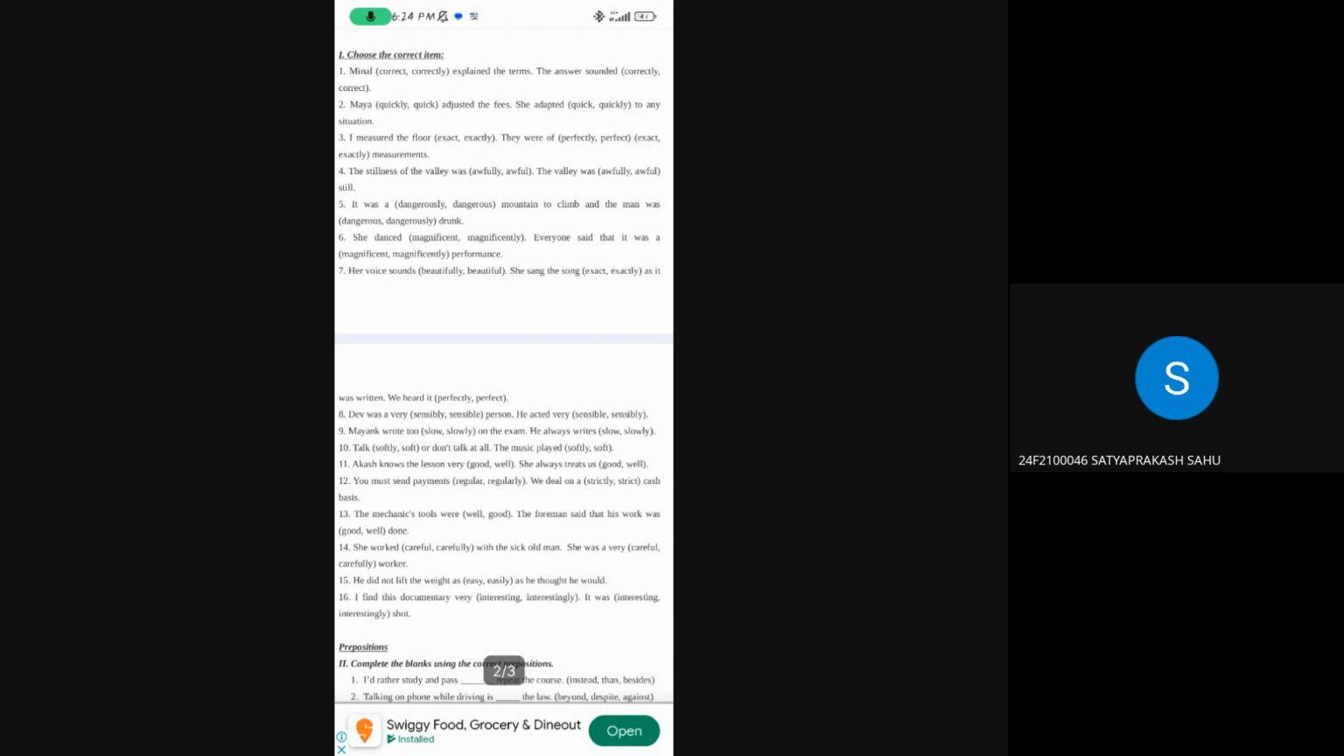Before the verb, right? Sorry, not noun, verb. It mostly precedes your verb. So, Maya quickly adjusted the piece. Meenal correctly explained it. The usual positioning of adverbs of manner, like this one which ends in -ly, is right before your verbs. It precedes the verb. Okay.